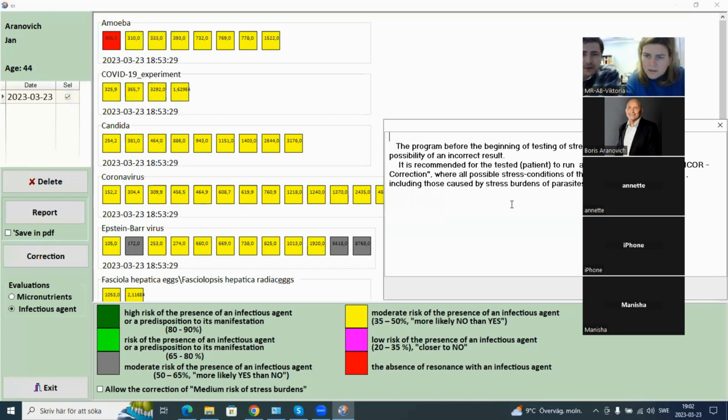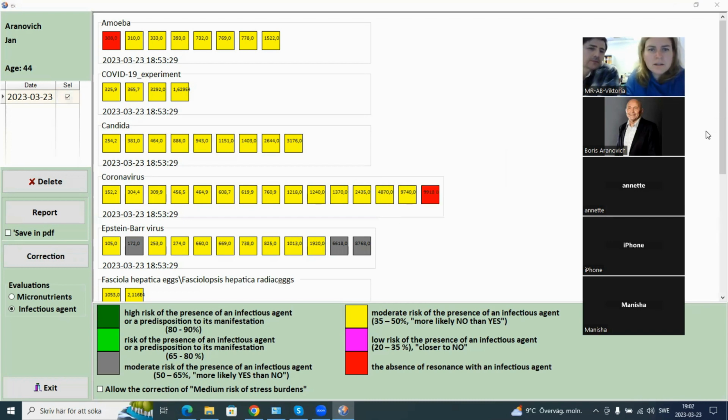Incorrect. It's recommended for the test patient. General frequency. Okay, it says that something went wrong while we were testing, but it shows interesting directions, all possible stress conditions. So it recommended to do the stress test again, but let's see what it shows right now.